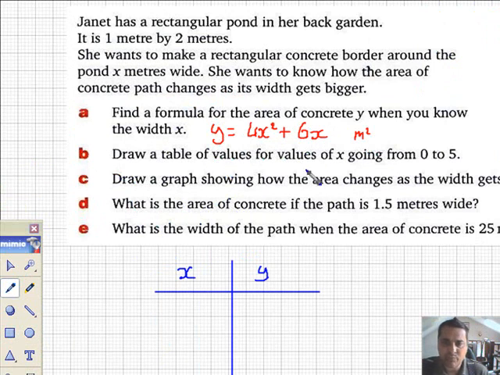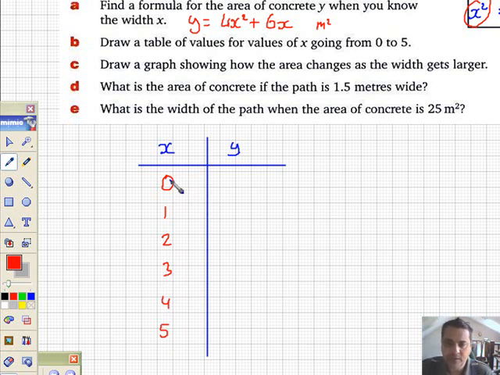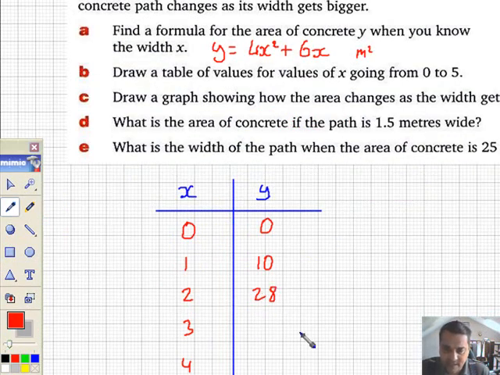Draw a table of values for X ranging from 0 to 5. So 0, 1, 2, 3, 4 and 5. Well, we just substitute each of these X values into this formula. Clearly if you put 0 where the X is, you have no area whatsoever. Put 1 inside there, 1 squared is 1, 4 ones is 4, plus 6 times 1 is 6, altogether 10 meters squared of area. Substitute 2 into there, 2 squared is 4, 4 4s are 16, 6 2s are 12, 16 and 12, 28, etc. Let's just demonstrate this one.